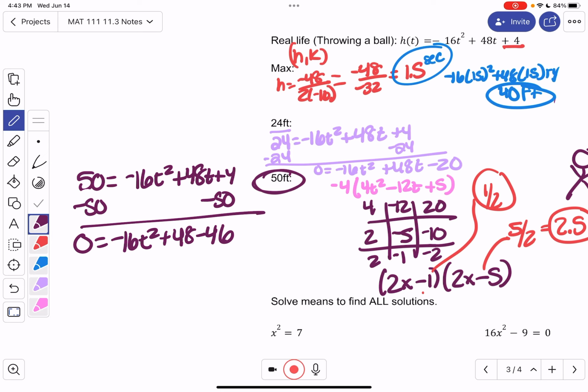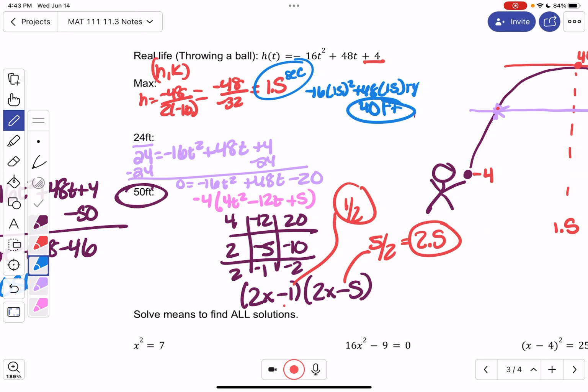Take out a greatest common factor. You find out it can't be factored. If you put it into the quadratic formula, you would get no solution. You also may have said, well, we just said the max was 40 feet. If the max is 40, it's never going to hit 50. So you might be able to see it right away. Sometimes you don't necessarily have to do all the math out.